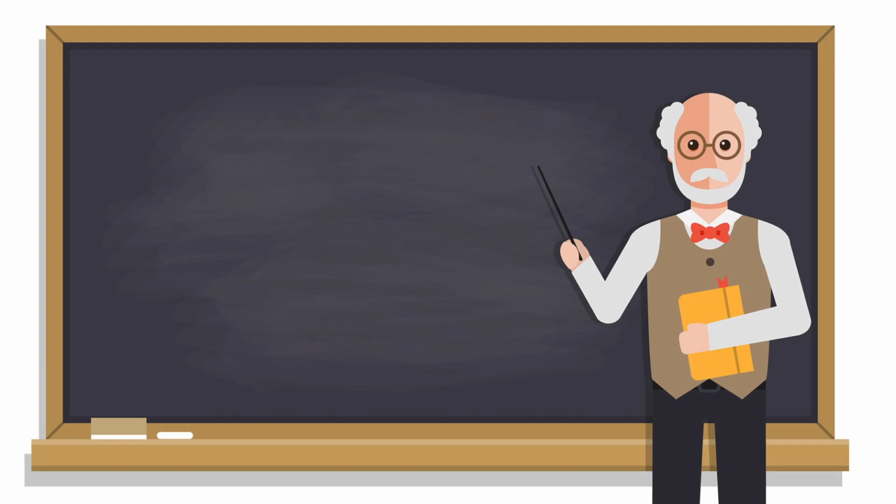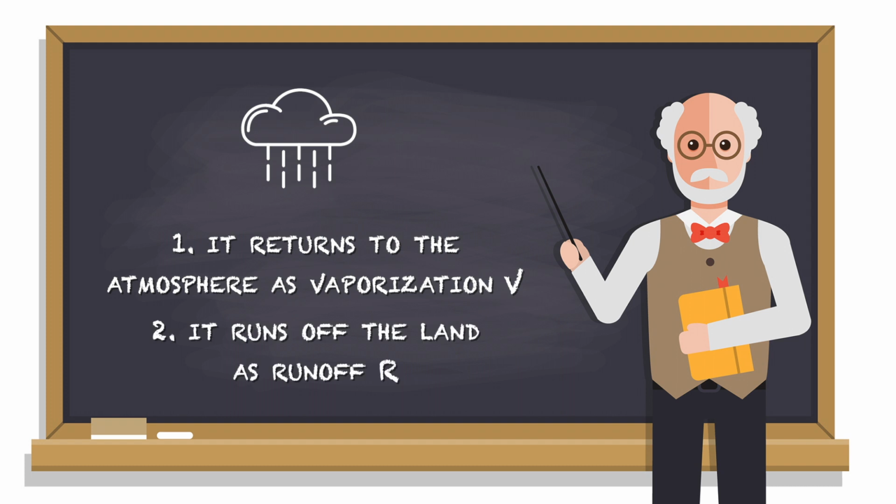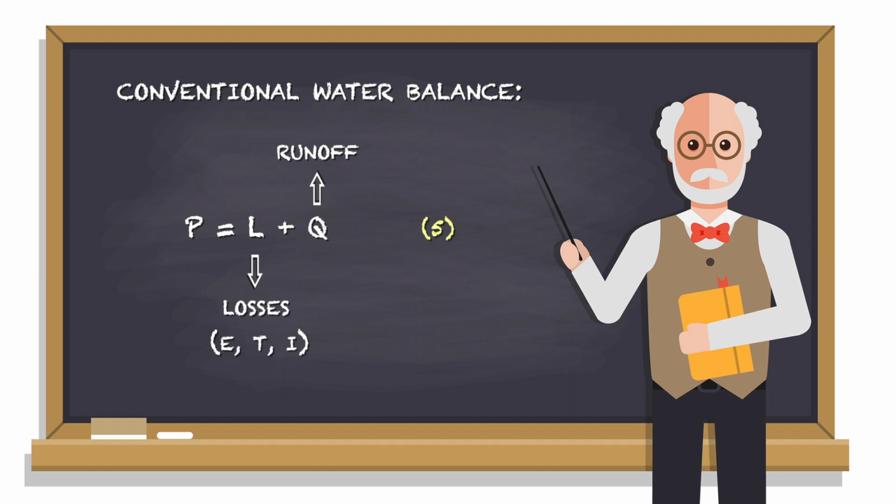On a global annual basis, all precipitation either 1. returns to the atmosphere as vaporization through evaporation and evapotranspiration, or 2. runs off the land as runoff, that is, streamflow. The conventional water balance separates precipitation into losses and runoff. The losses are evaporation, evapotranspiration, and infiltration. Yet the infiltration portion of the losses may eventually show up as evaporation, evapotranspiration, or even the baseflow component of runoff, hence the double counting.